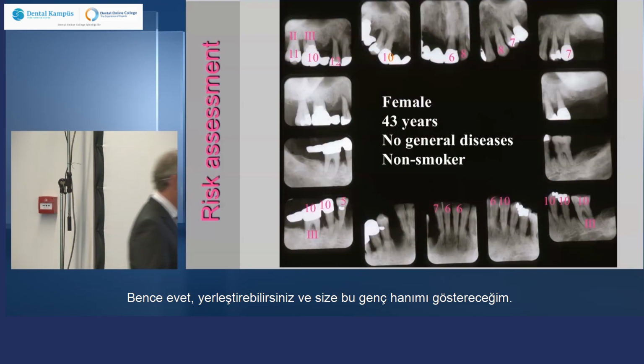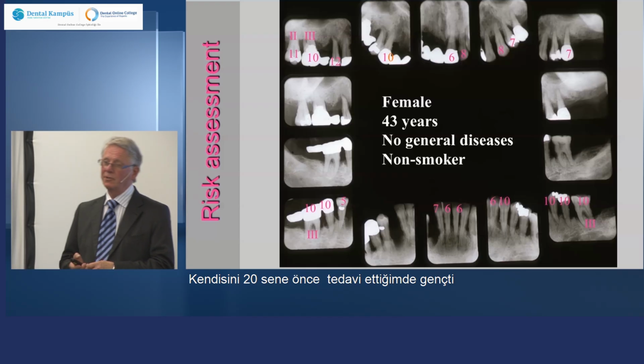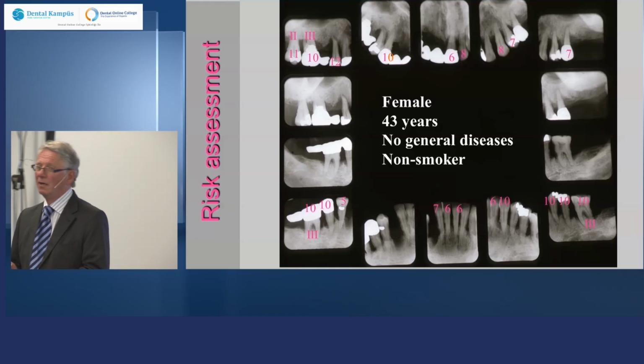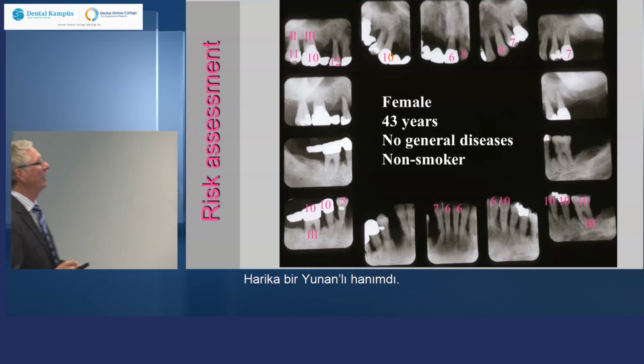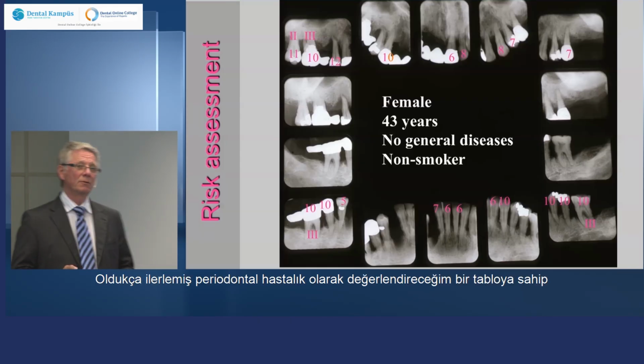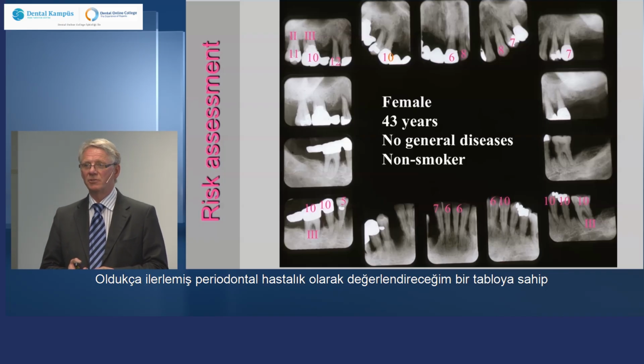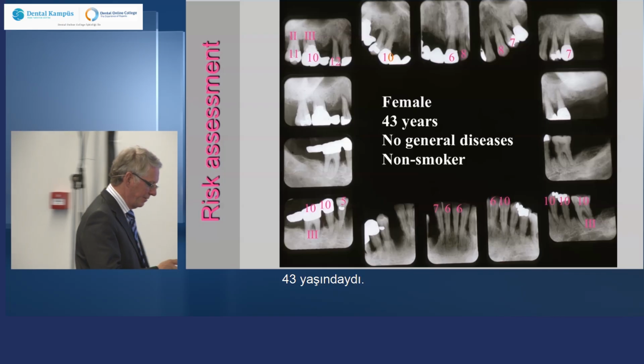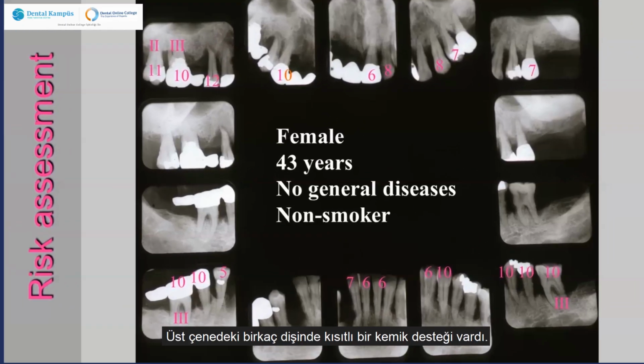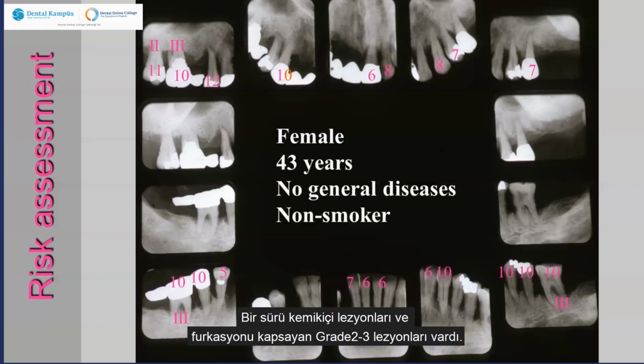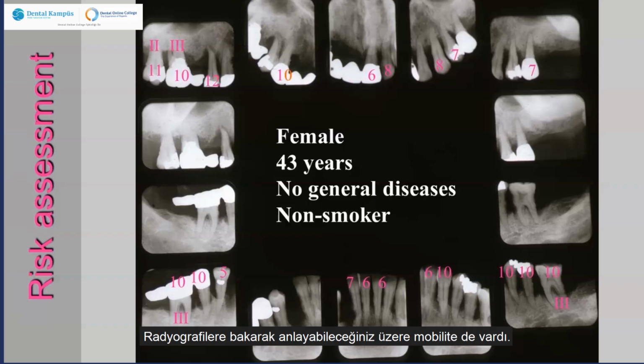And I will show you this young lady. She was young when I treated her 20 years back or so. A wonderful Greek lady with what I would consider quite advanced periodontal disease for 43 years of age. She has limited bone support on several of the teeth in the upper. She has a lot of intraosseous lesions. She has, of course, furcation involvements, grade 2 and 3. And the mobility, as you can understand, just by looking at the radiographs.